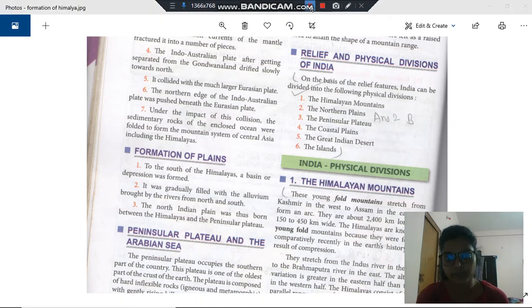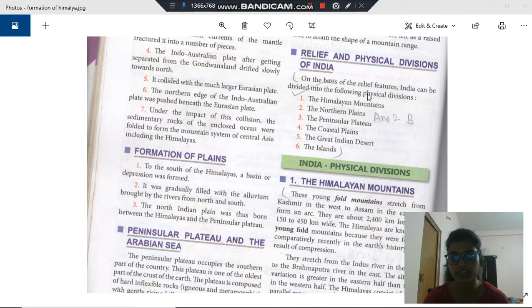Hello and welcome to the video lecture of the chapter Physiographic Divisions of India. In this chapter we will see how India is divided physically into parts. We will see how many parts India has on the basis of physical division or on the basis of relief. So let us see relief and physical divisions of India.